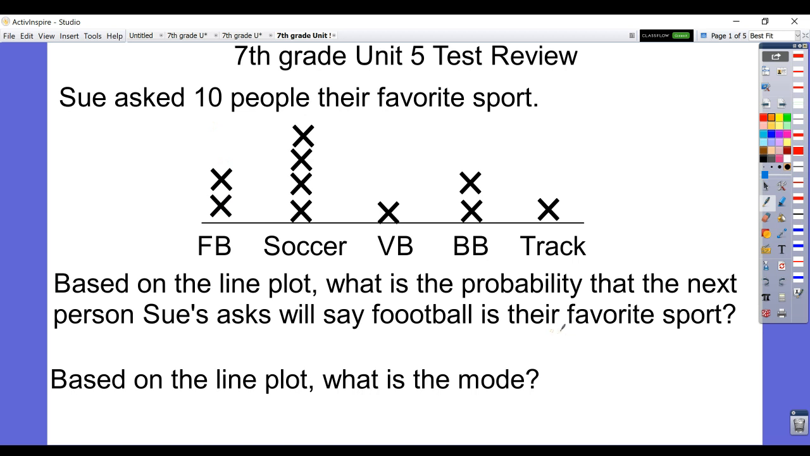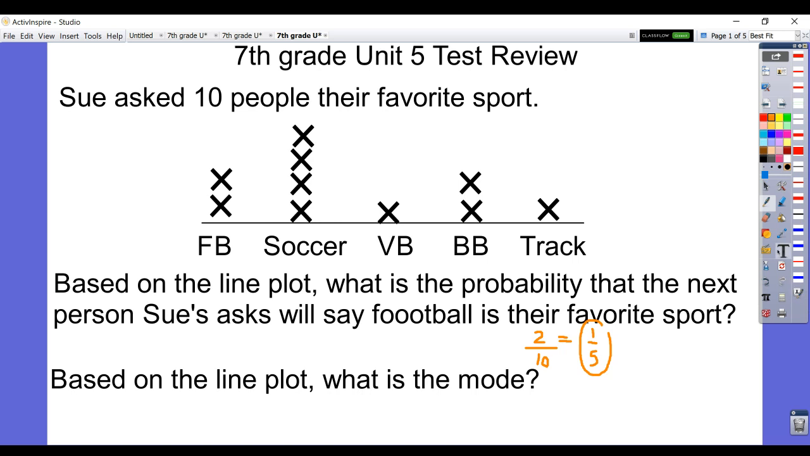So 2 people said football, so that's our numerator, out of 2, 3, 4, 5, 6, 7, 8, 9, 10. 2 out of 10. Okay, so you're saying how many people said football out of how many people she asked. And then we want to simplify, so we can divide them both by 2, giving us 1/5 as a fraction in simplest form.